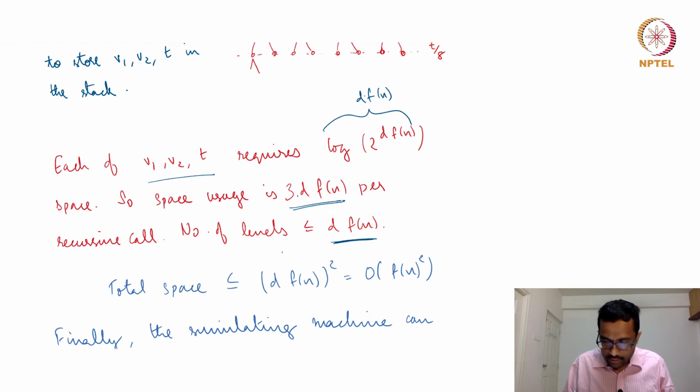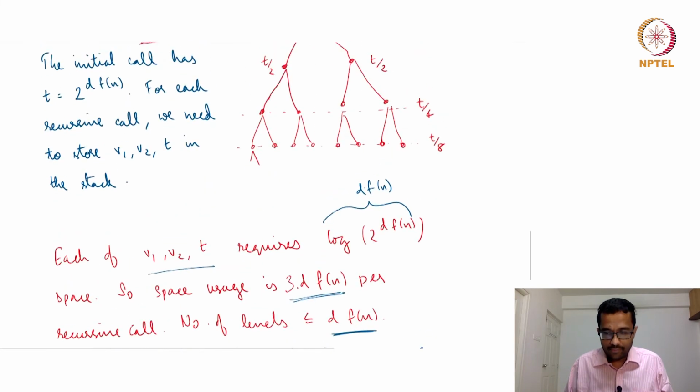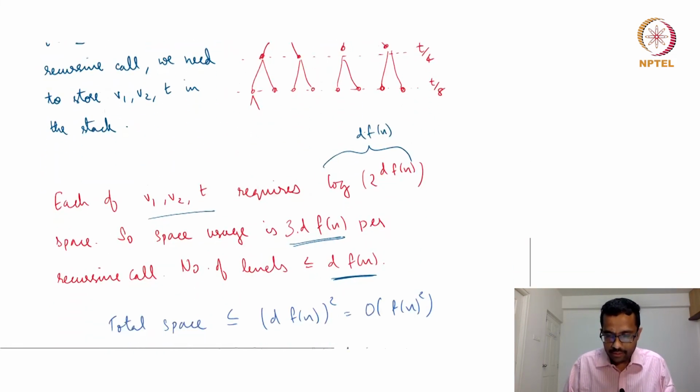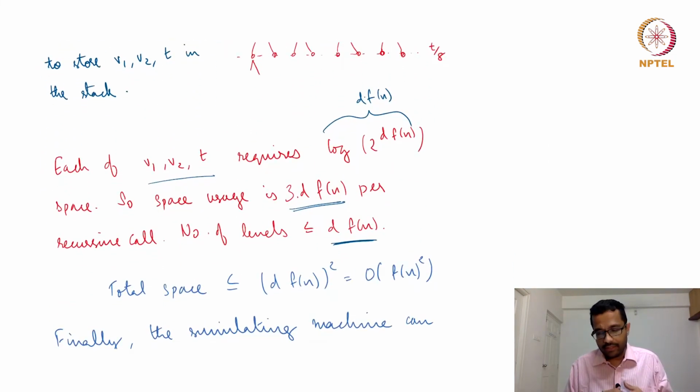Right. So the total space required is just the number of levels multiplied by the information stored at each level, right? So you have a stack, and at each level you need to store this much information, multiplied by the space required to store each information. So space for one level of information multiplied by number of levels, it is 3 times d times fn multiplied by d times fn, which is simply d times fn squared. Maybe there is a 3 here, but it's still order fn squared, because d is a constant, 3 is a constant, so 3d squared times fn squared, which is still order fn squared. This is the total space required.